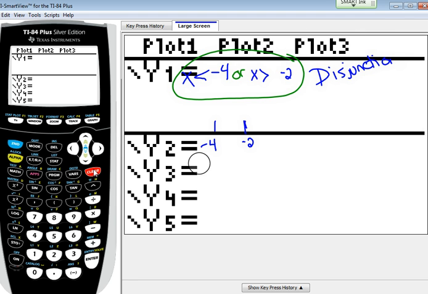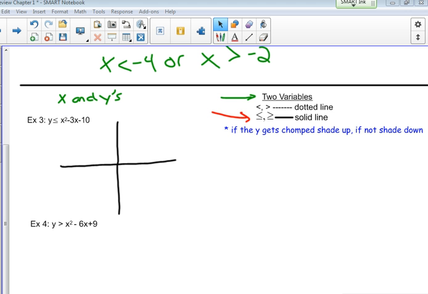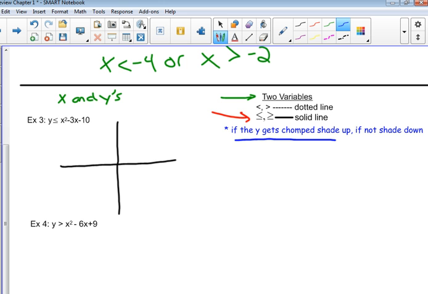Isn't there a way to change it? It depends what kind of calculator you have. Some people have an application where they can input an inequality sign, but we can all at least change the shading part. With your shading, one thing we want to make sure you know: if the y gets chomped, we're shading up. But if not, we shade down. So here, is your y getting chomped? No. So we're going to shade which direction? Down. Good. So it's going to tell us we're going to shade down.